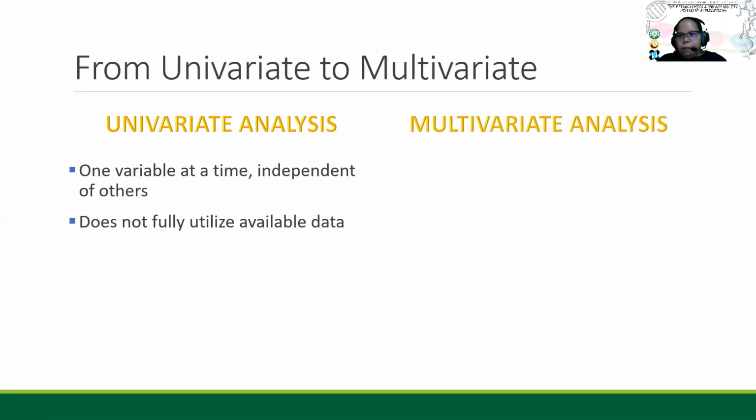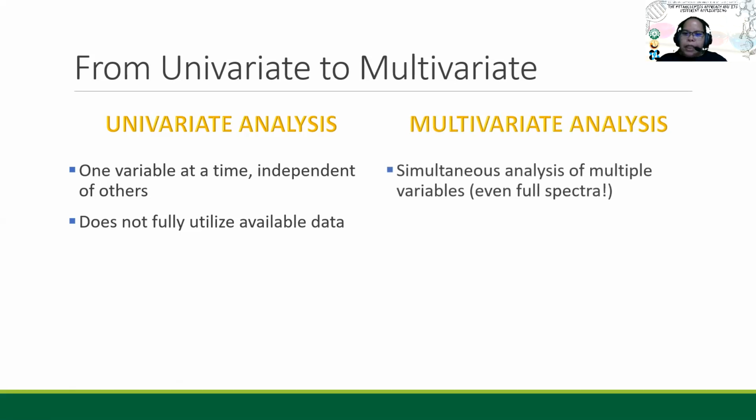And so, dito na pumapasok yung tinatawag na multivariate analysis. So this allows you to simultaneously analyze multiple variables or even full spectra. And this can help account for interdependencies of variables. Kasi there can be variables that are related, they can be correlated, or meron silang mga relationships involved in terms of response, and this can actually help you to account for those.